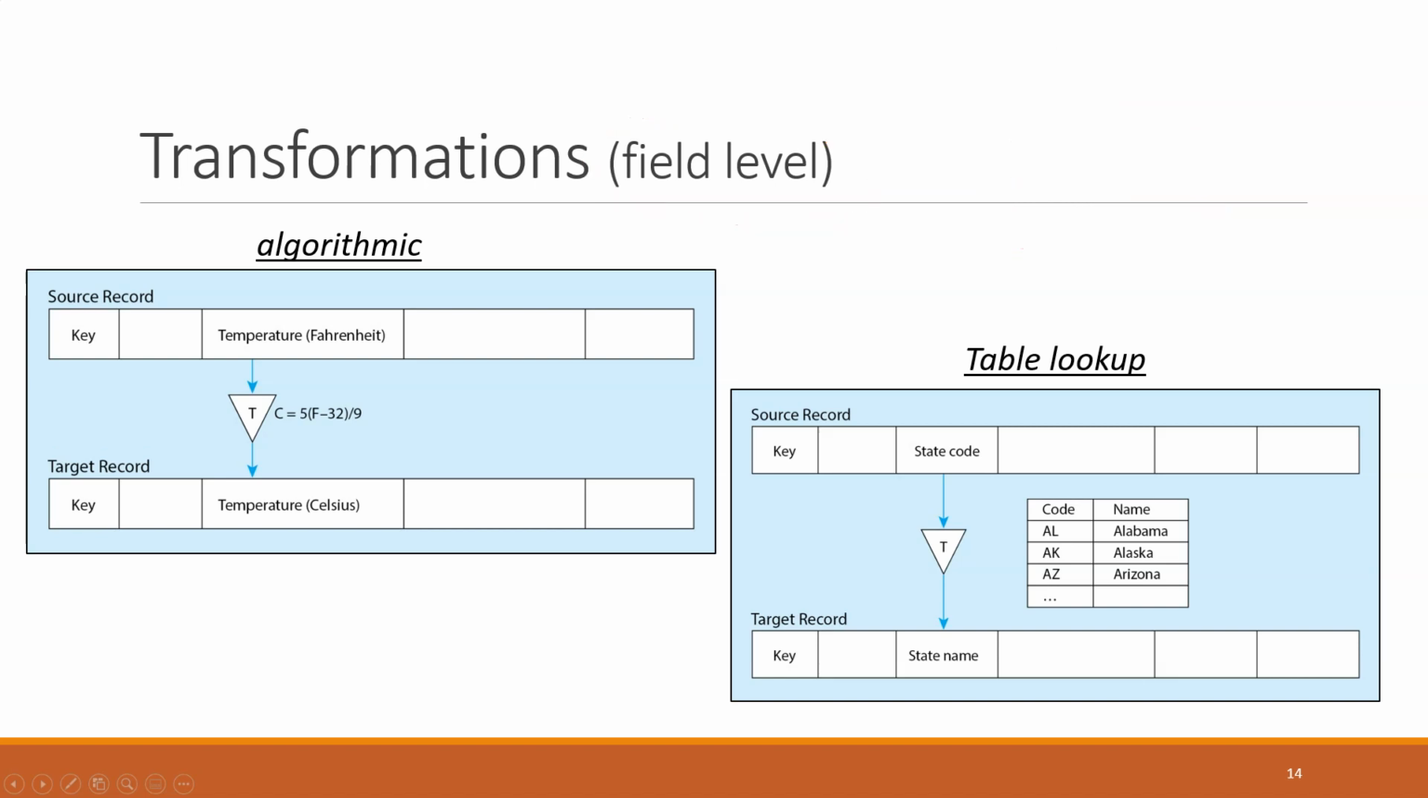So here are a couple examples where we can do some transformations at the field level, changing from Fahrenheit to Celsius. Maybe we have a 2-letter state code and we want it the full name. So here, if it was AL, we would transform it to Alabama. If it was NC, we would transform it to North Carolina, and so on and so forth.